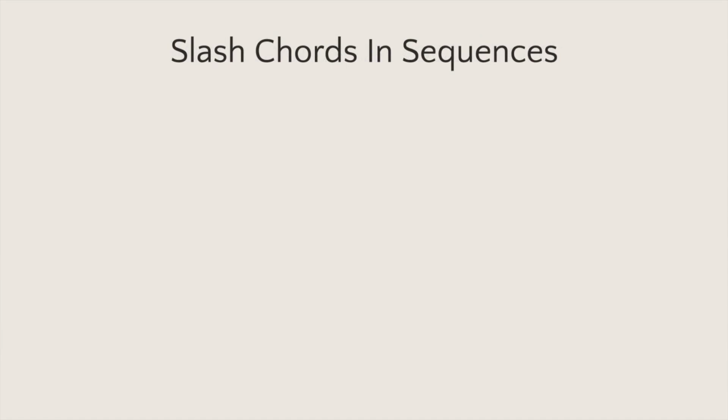Now we know we can use slash chords to replace standard chords. Let's have a look at how we can use them in a continuous diatonic sequence. Here's the first 4 bars of I Got Rhythm, also known as rhythm changes. Cadences.